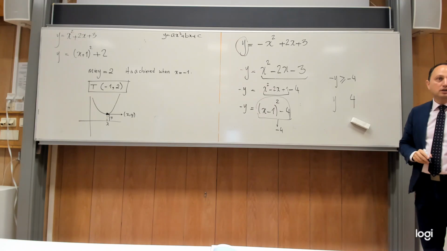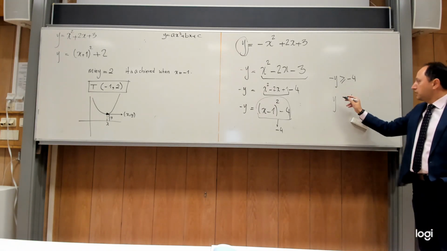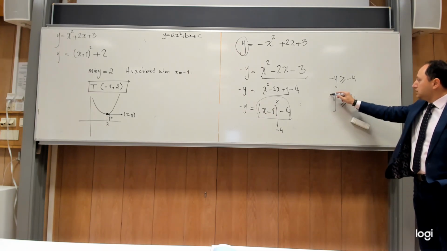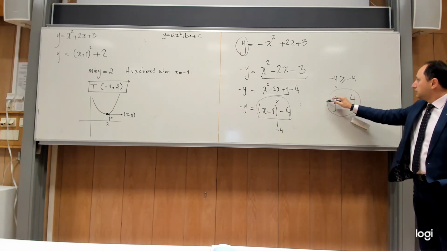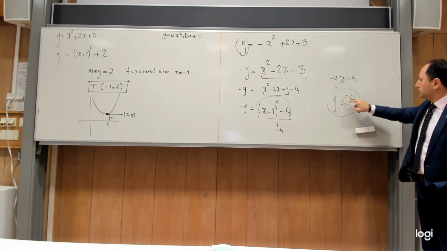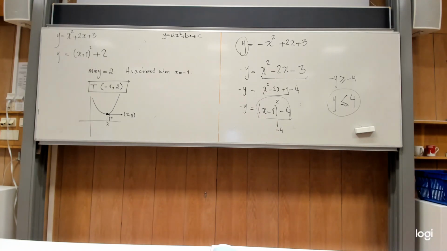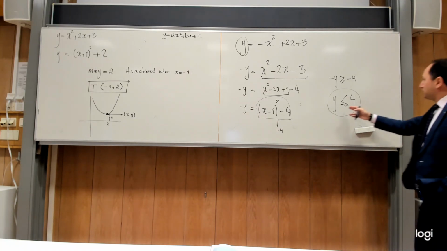We have to switch the sign, because we are multiplying by a negative sign. Hold on, I have to switch it. Don't kill me, okay? Just switching. So y is less than or equal to 4.